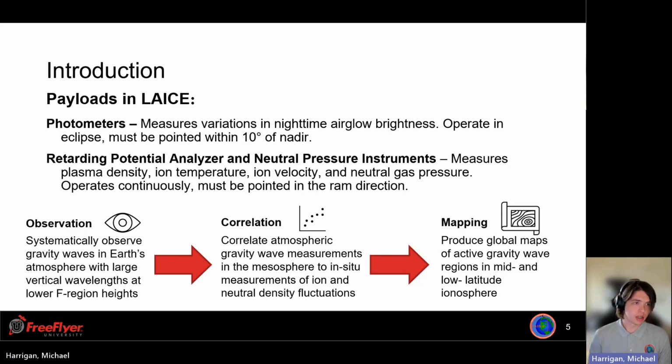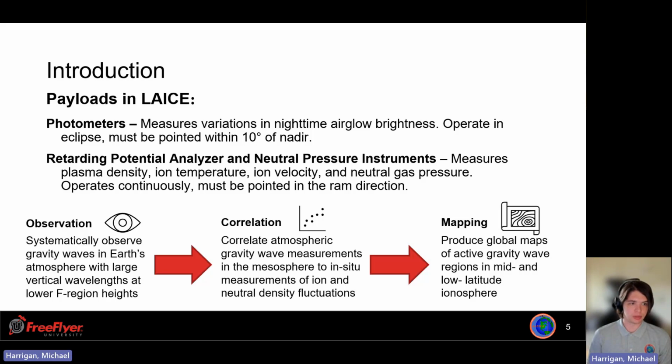The second payload we have is the retarding potential analyzer and neutral pressure instruments. These are going to measure plasma density, ion temperature, ion velocity, and neutral gas pressure. They're going to operate continuously throughout the orbit, and they have to be pointed at the RAM direction.